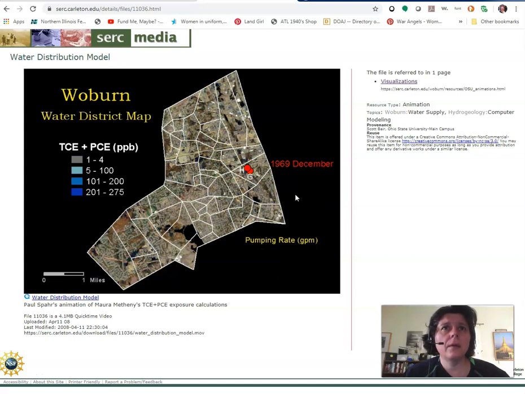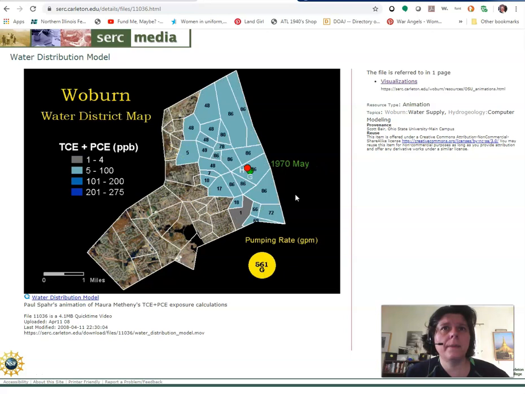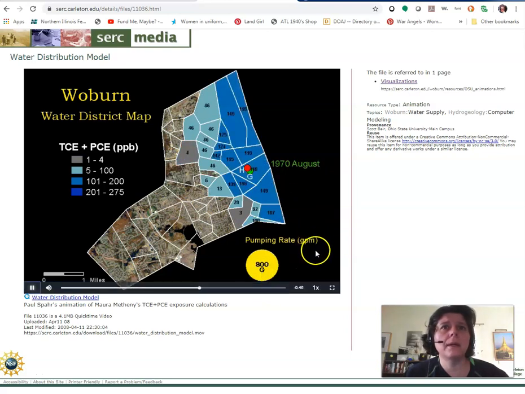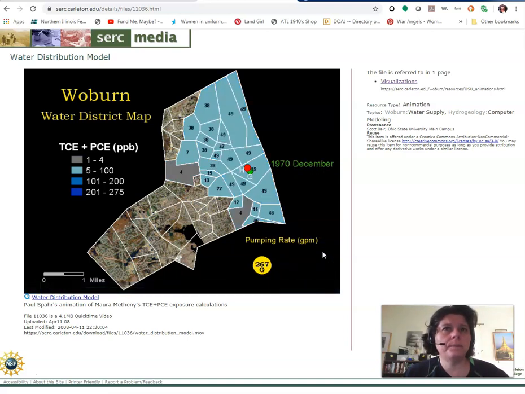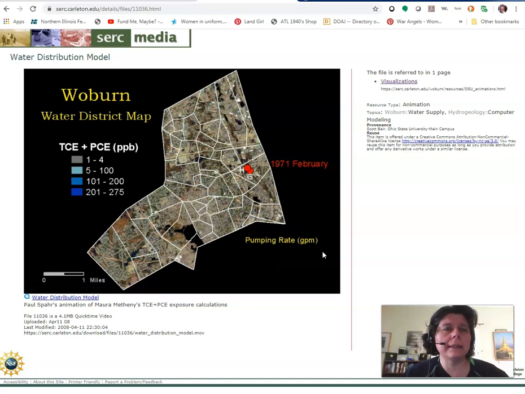And so here, nothing's happening in the 1970s. Now, all of a sudden we're having high concentrations because these are the pumping rates that are happening in here. So it's just fascinating to watch how this modeling can occur.